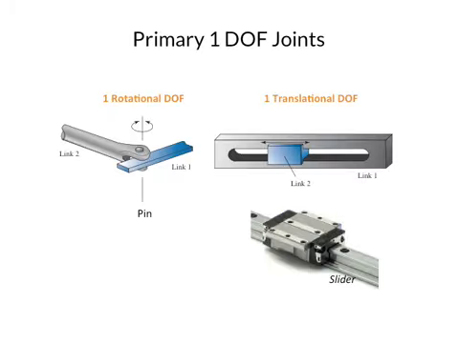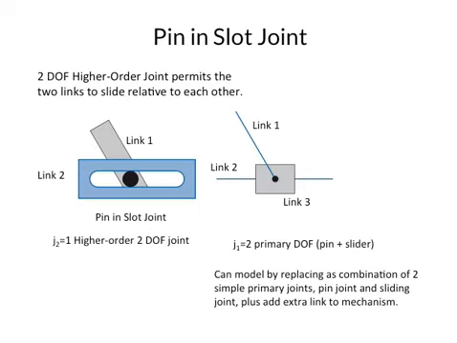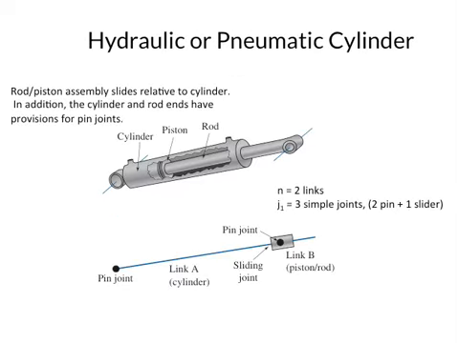We have seen that primary connections between links allow either rotational or translational degrees of freedom, DOF. A slider with rotational joint can be modeled as two primary 1 DOF joints or one high-order 2 DOF joint. A hydraulic or pneumatic cylinder can be modeled with two links, an external cylinder link, and an internal rod with attached piston link. We can model the cylinder with three primary single degrees of freedom connections, two rotational joints at each end and one translational slider movement.